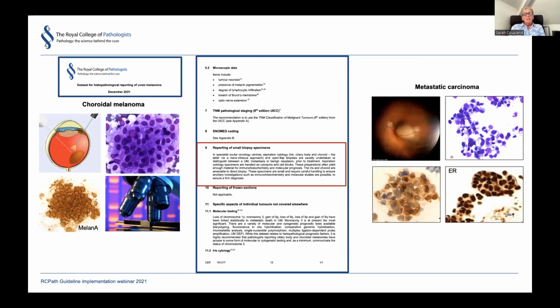In some cases, intraocular biopsies are undertaken to exclude the possibility of a metastatic tumor, such as metastatic breast or lung cancer, and these are the most common ones. This is an example of a metastatic breast cancer, and this was stained using GATA3 and also with estrogen receptor. So this is metastatic breast cancer.